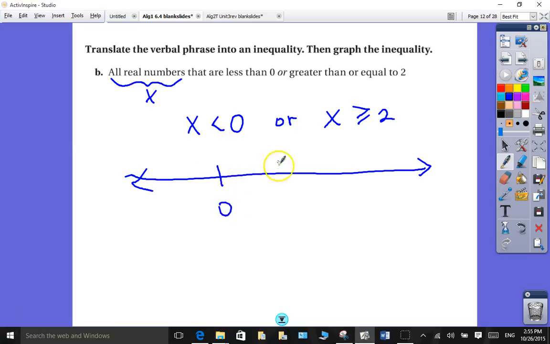0 and 2. Right? Because it's not or equal to, I'm going to use an open circle on 0. And since it's less than, which means to the left on a number line, I'm going to shade to the left. X greater than or equal to 2. Okay, it includes 2 because of that bar. So let me shade that in, color in the circle, and then shade to the right. Right? Because greater than on the number line means to the right.